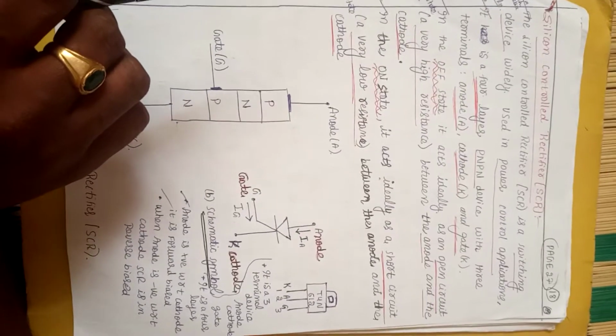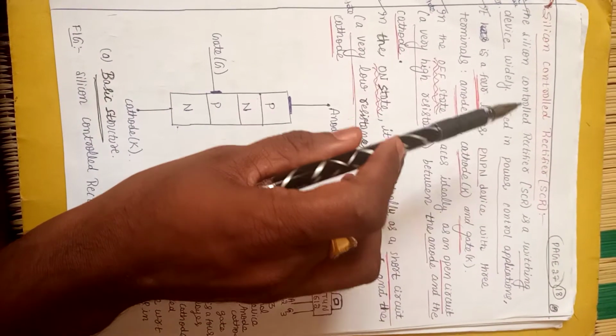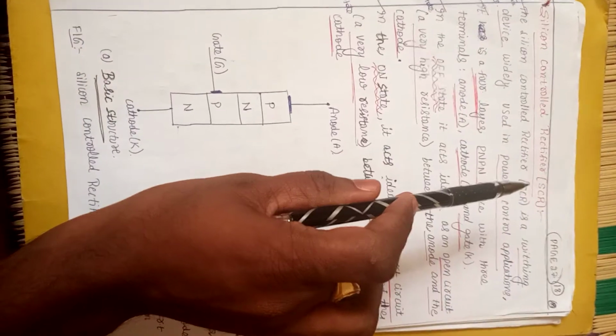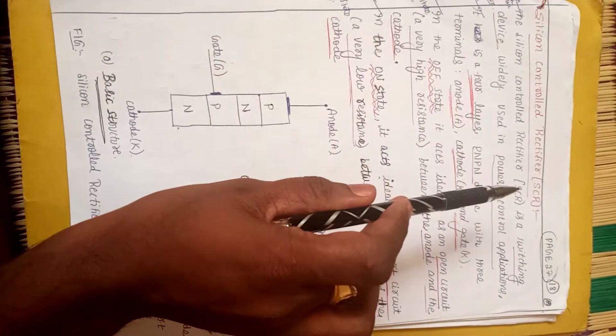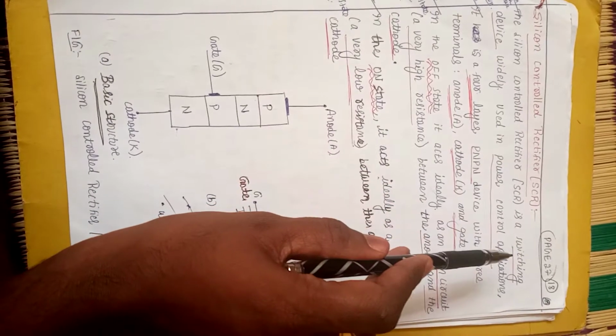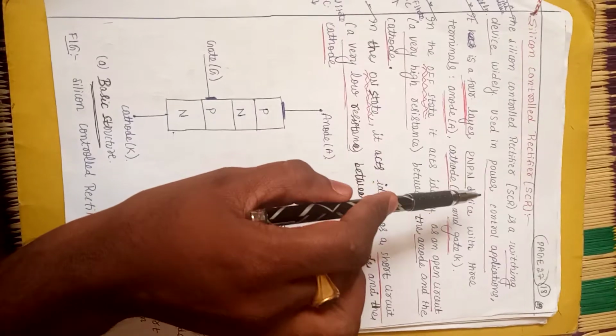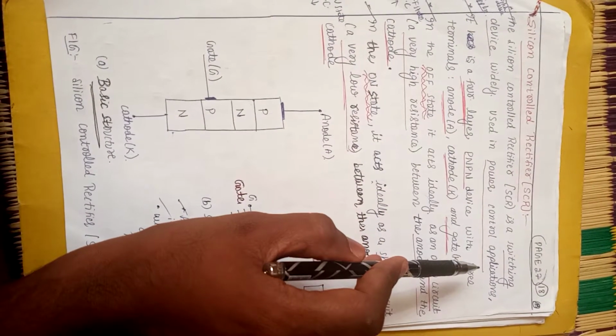In today's class, I am going to discuss SCR. SCR stands for Silicon Controlled Rectifier. SCR can be used as a switching device, used in power control applications.